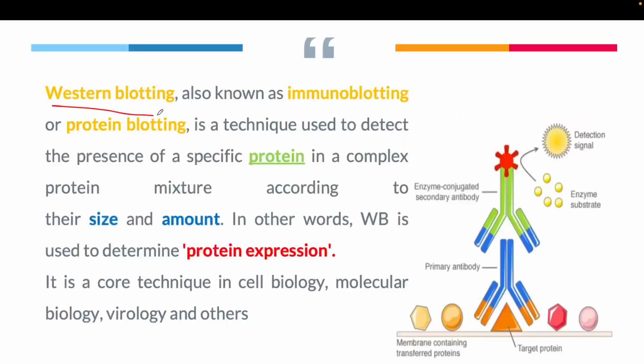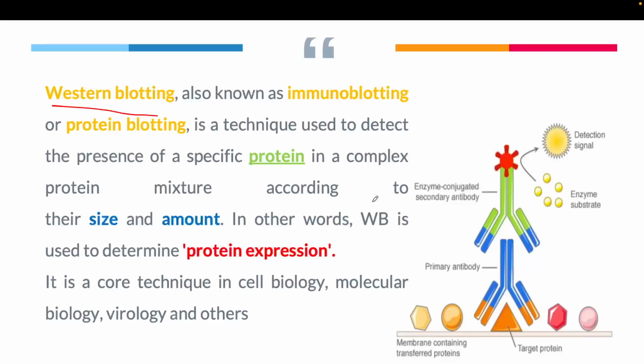The Western blotting is also known as immunoblotting or protein blotting. It is a technique used to detect the presence of a specific protein in a complex protein mixture according to their size and amount. In other words, Western blot is used to determine protein expression. It is a core technique in cell biology, molecular biology, virology and others.